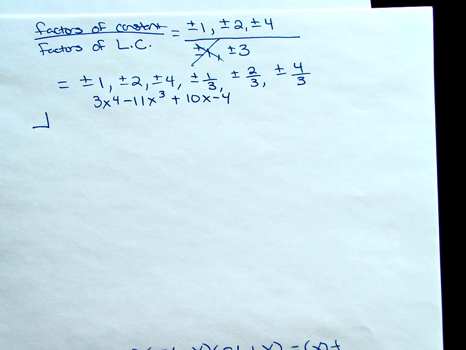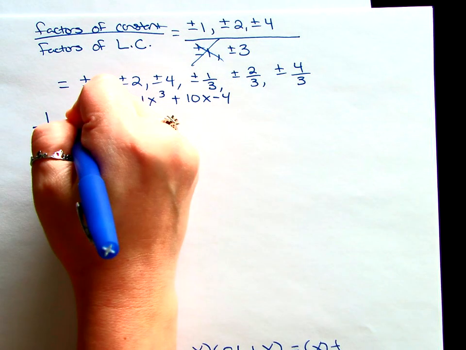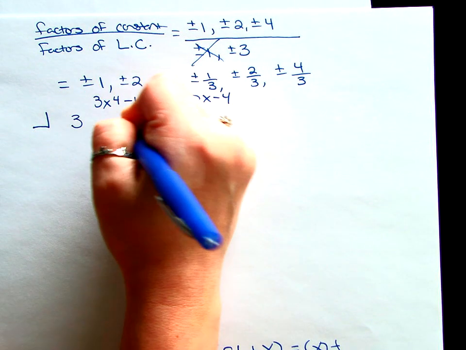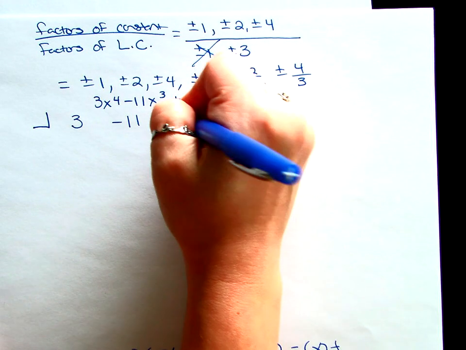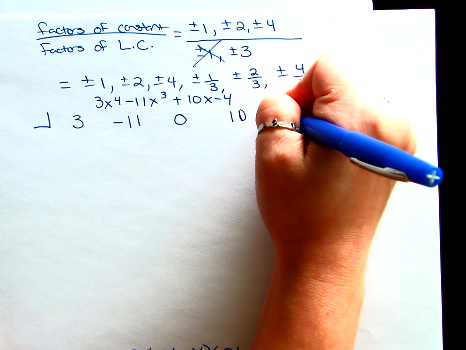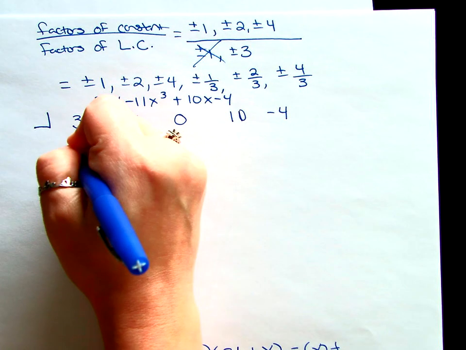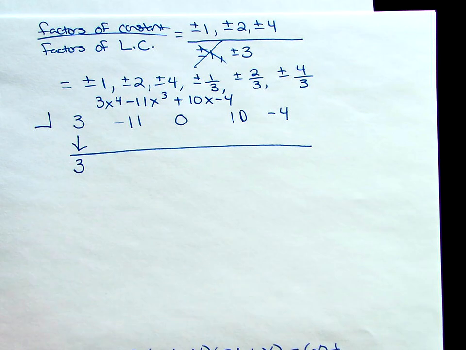It needs to be in descending order. I start with x to the fourth, so that's a 3, and then x to the third, which is a -11. I don't have an x squared term. That's where I put a 0 placeholder. My x term is 10, and then my constant is -4. We draw an arrow down from our first term, and we put it below the line automatically.